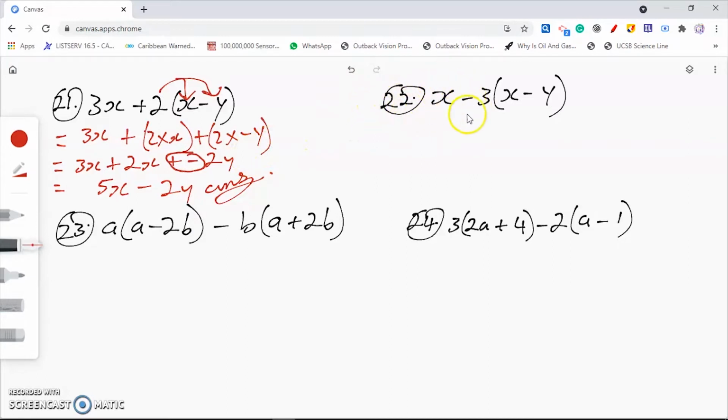Number 22, we have x minus 3 open bracket x minus y. So we have to multiply the negative 3 by the x and the negative 3 by the y.